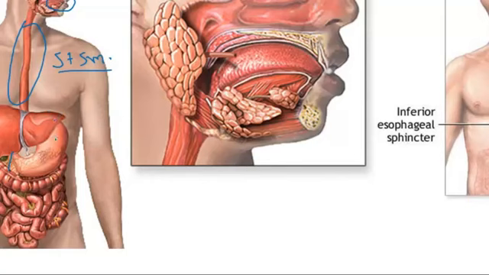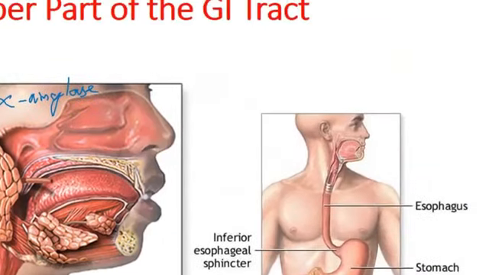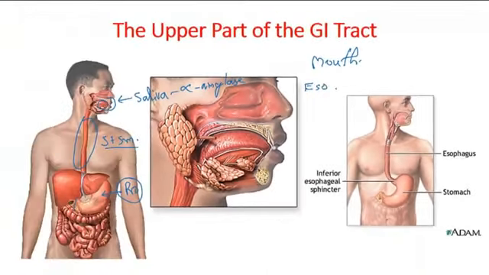When the food enters the stomach, it is involved with chemical digestion, and the digestion that takes place in the stomach is mostly for proteins, and a little amount of mechanical digestion takes place as well. So these are the three major components of the upper GI: mouth, esophagus, and stomach. These are the three components.